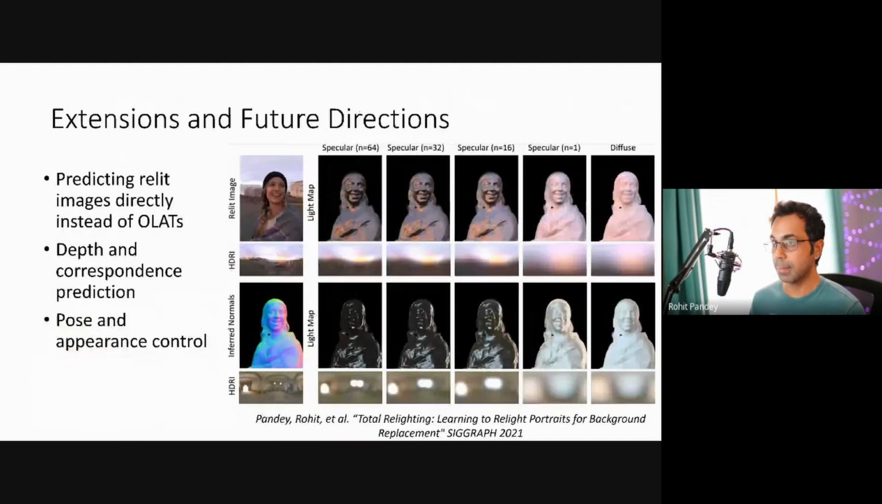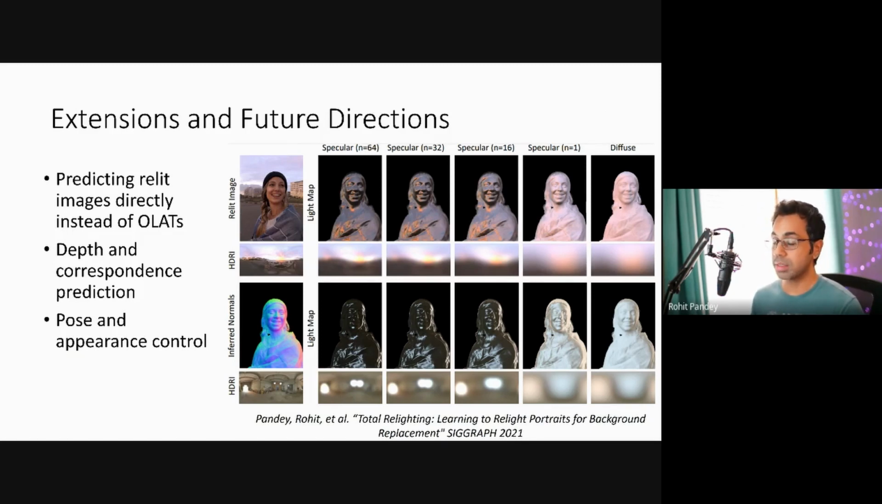Some extensions I wanted to talk about: one caveat about deep relightable textures was that you need to predict OLAT images. So you need to basically synthesize about 300 images before you synthesize one frame of a relit image. This can be slow. So predicting relit images directly would be much nicer. And the total relighting work that's shown on the right actually enables something like this.